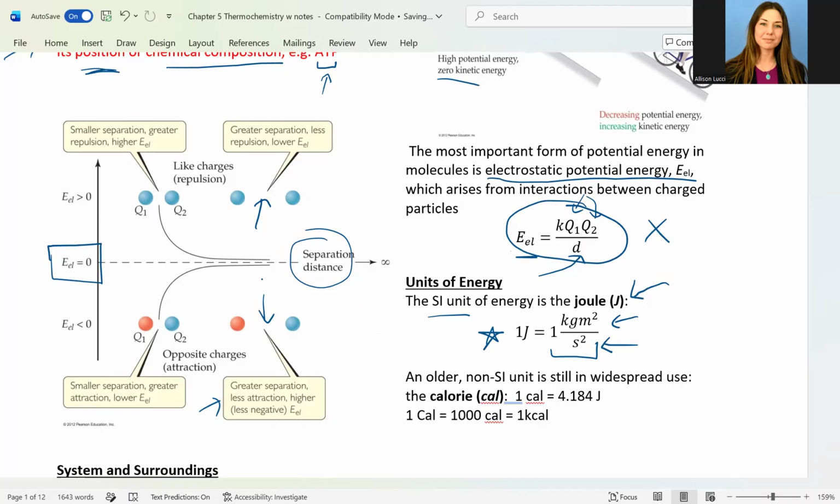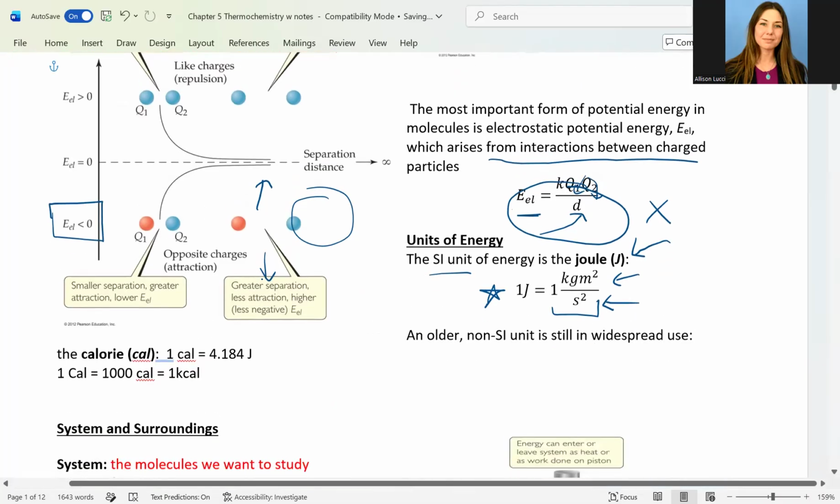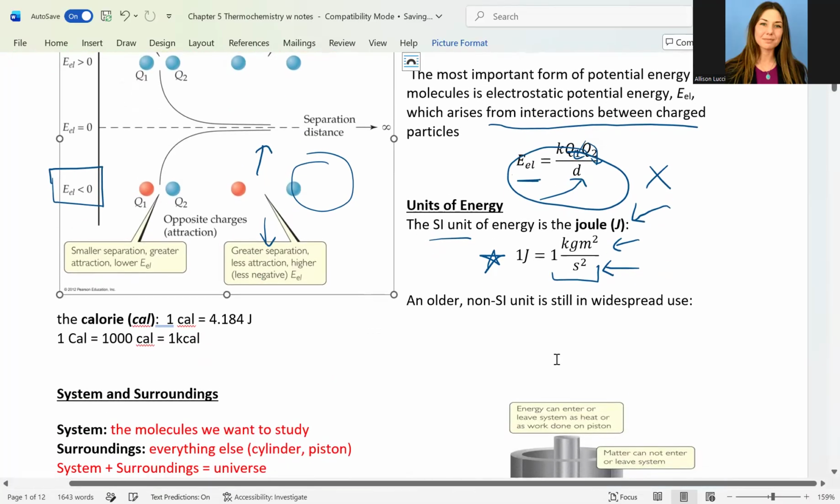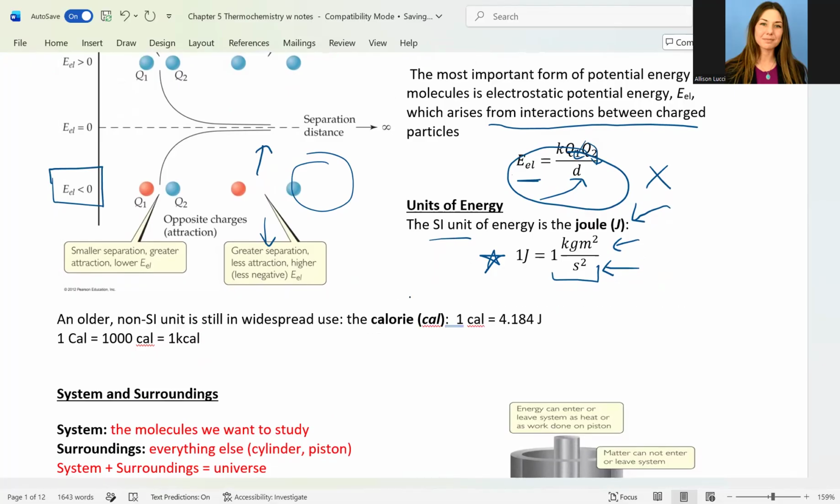We also may see, maybe not in problems on an exam, an older unit of energy called the calorie, such that 1 calorie is equal to 4.184 joules.